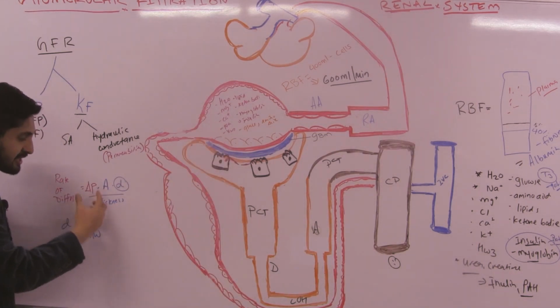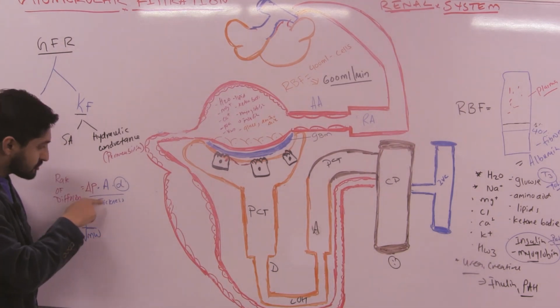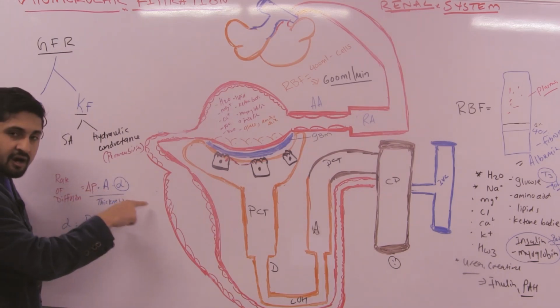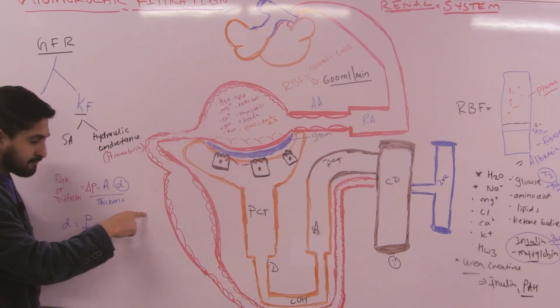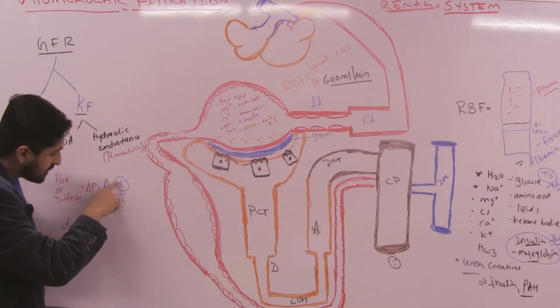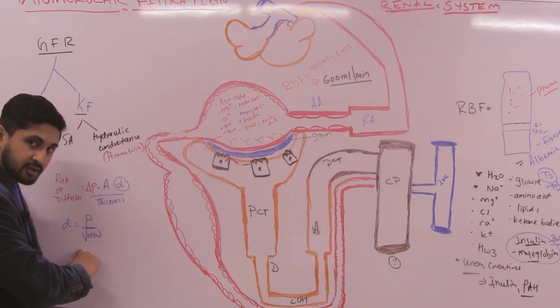And the area means, if you have a larger surface area, your rate of diffusion will be better, right? Because your rate of diffusion is directly proportional to the surface area. The higher the surface area, the better diffusion will be, the better it will get filtered out. And then your diffusion coefficient is equal to permeability over the square root of molecular weight.